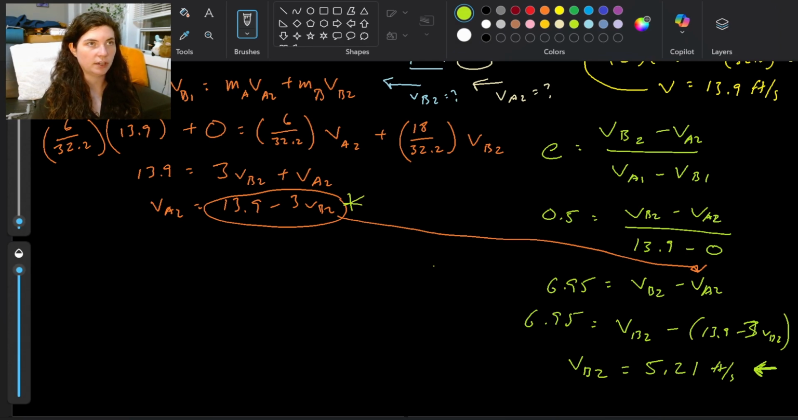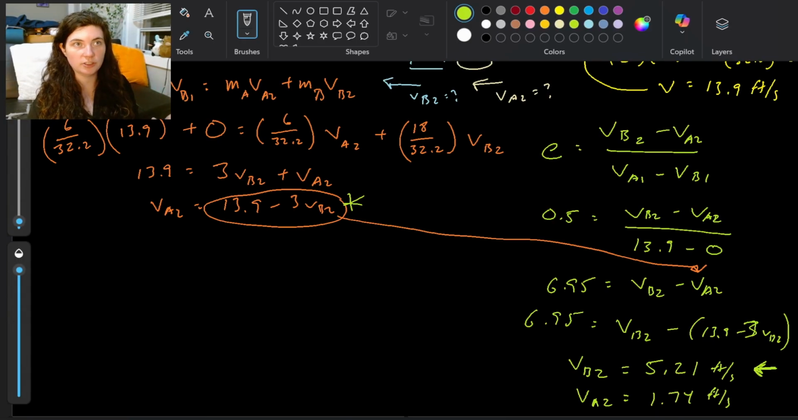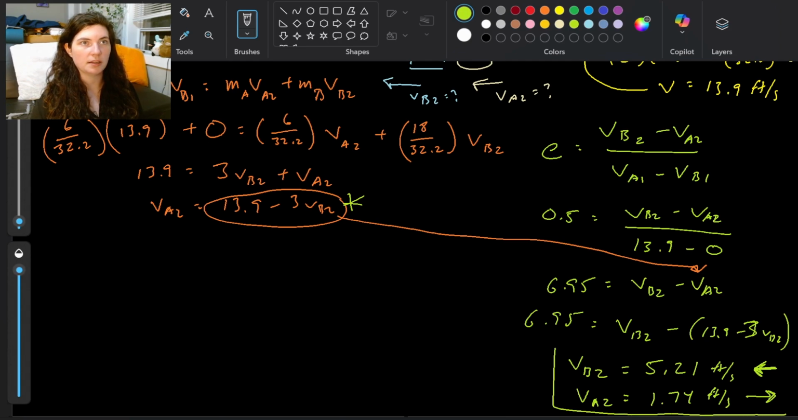And back plugging in over here, I'm going to get my VA2, so the speed of the bag after impact is a negative 1.74 feet per second. So it meant I assumed the wrong direction. A actually is not going to continue swinging towards the box after it hits the box. Instead, it's actually going to ricochet off and start moving to the right. So that bag bounces off the box and moves to the right. So that's how we get our final velocities for this guy.